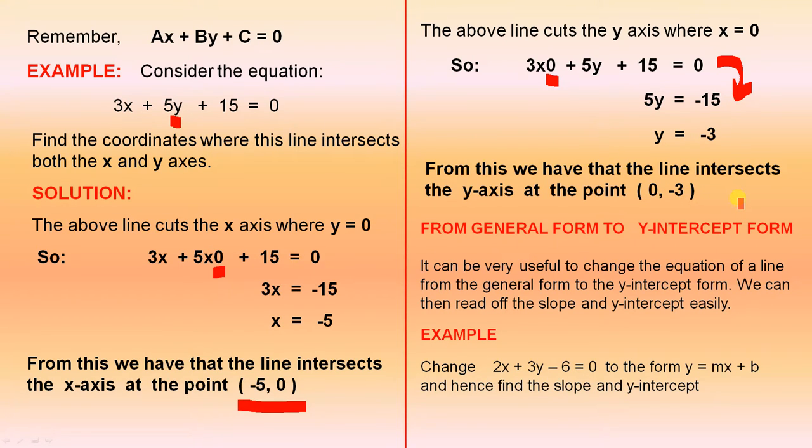Now we're going to look from the general form to the y-intercept form, so we can change the way the equation looks. It can be very useful to change the equation of a line from the general form to the y-intercept form. We can then read off the slope and y-intercept easily. So here's an example. Change 2x plus 3y minus 6 equals 0 to the form y equals mx plus b, and hence find the slope and y-intercept. Remember, when an equation is in this form, there's the slope and there's the y-intercept. You can just read it off.